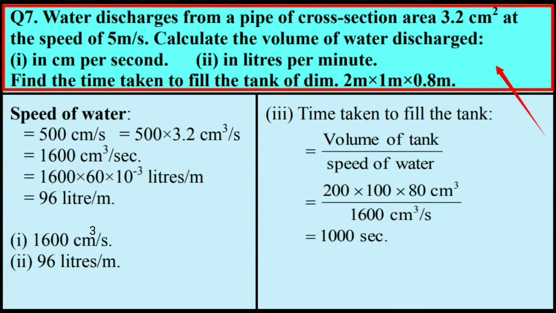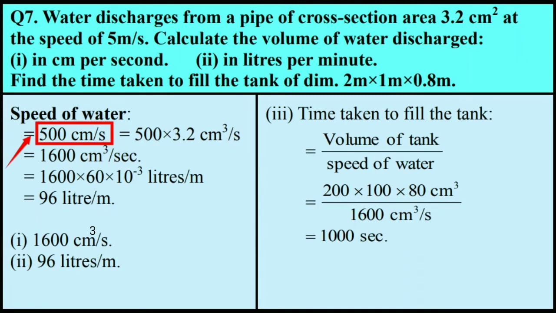Here is the next question, question number 7. It says water discharges from a pipe of cross-section area 3.2 centimeter square at the speed of 5 meter per second. Calculate the volume of water discharged. Number 1 in centimeter per second and number 2 in liters per minute. And the third part is find the time taken to fill the tank of dimension 2 meter into 1 meter into 0.8 meter.